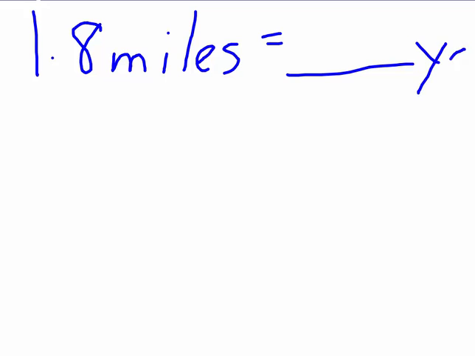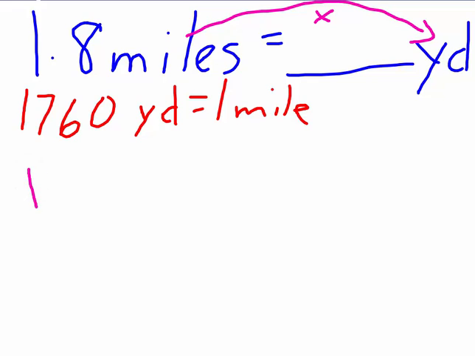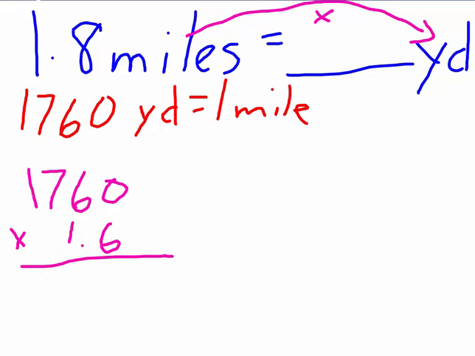I have 1.8 miles, and I want to know how many yards that equals. Well, if I don't remember miles to yards, I can look at my reference sheet and see that 1,760 yards equals 1 mile. Again, notice I'm going from a large unit to a smaller unit, so I multiply. So I'm going to have 1,760 times 1.6. Now when I multiply, I do 6 times 0.